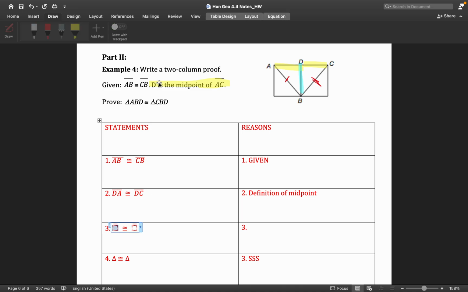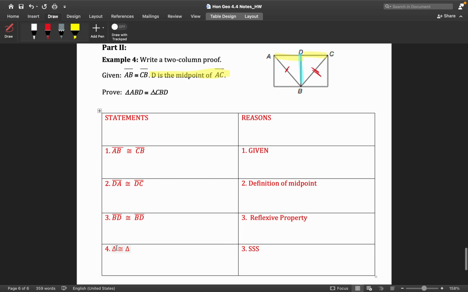And then my last pair that I need is BD and BD. And if it's congruent to itself, that is our reflexive property. And now you could have switched steps 2 and 3, that's fine. It really doesn't matter, as long as you've got those two somewhere. And then our last part, triangle ABD is congruent to triangle CBD by side, side, side.